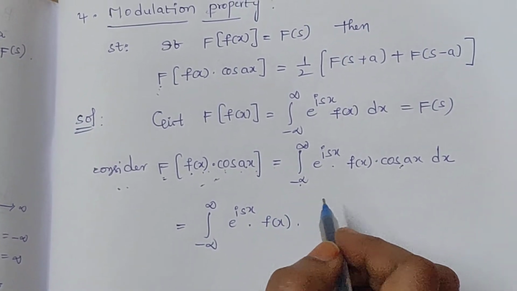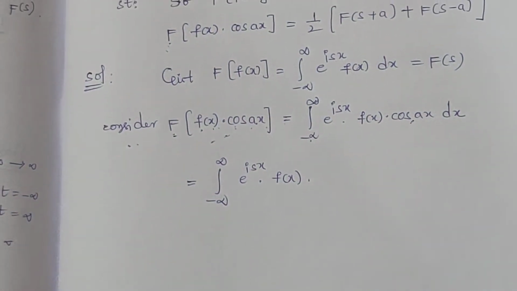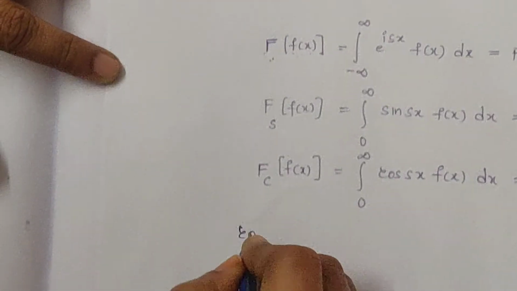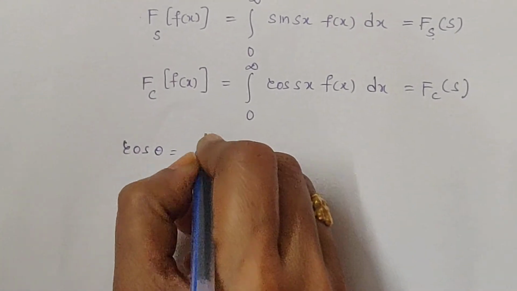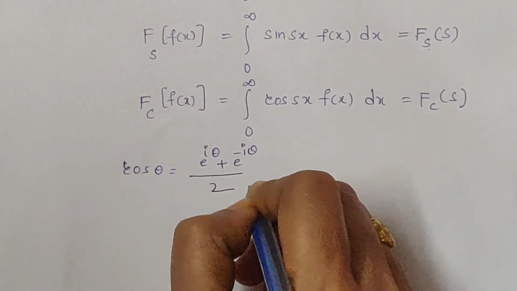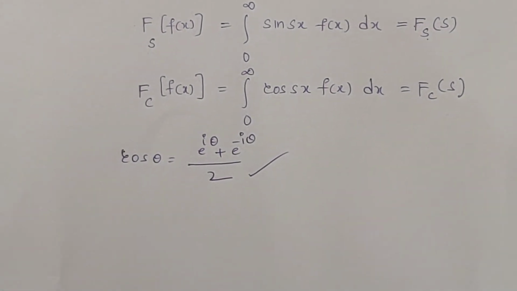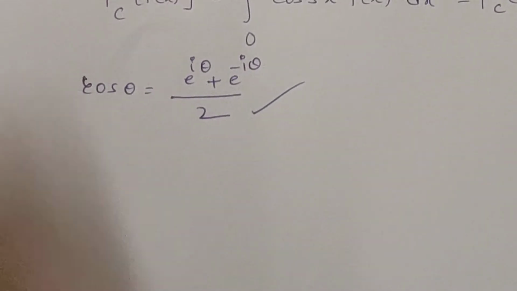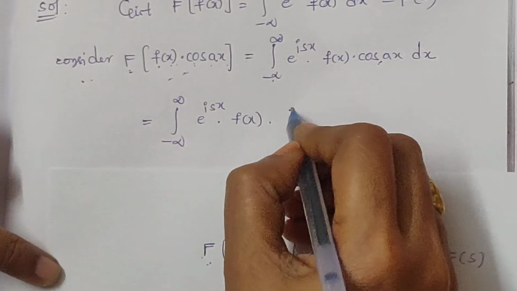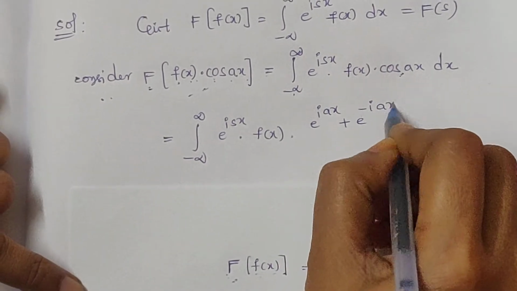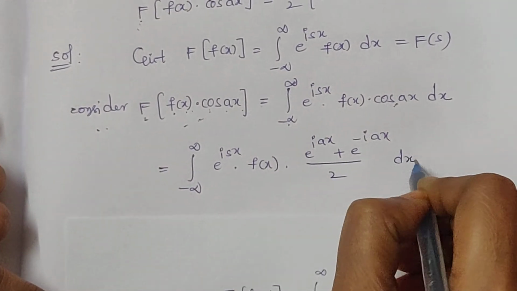we know the cos theta formula is given by cos theta equal to e power i theta plus e power minus i theta by 2. In place of theta, here ax. Write this down as e power i ax plus e power minus i ax by 2 dx.